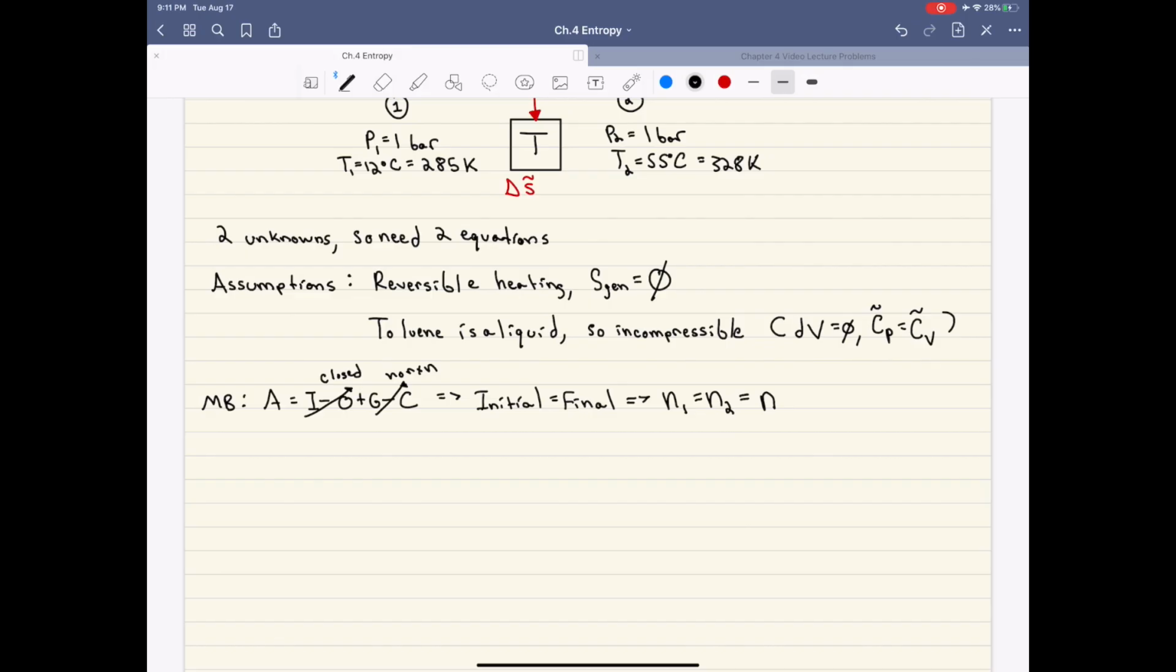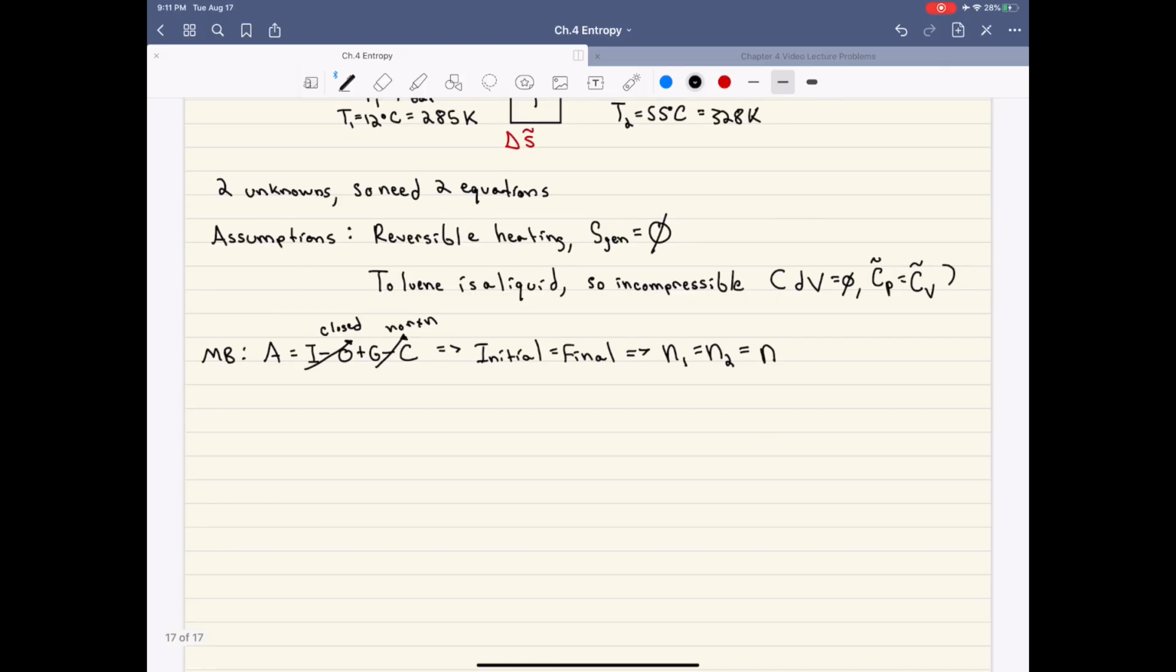We weren't given an amount of moles in the problem, but that's fine. We'll invoke the fact that the amount of moles is the same in both state 1 and state 2, and then we'll normalize any entropy values after that. In any case, our material balance says that the amount of moles is conserved. So now let's go to our energy balance.